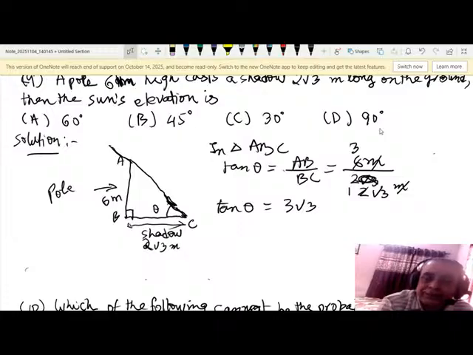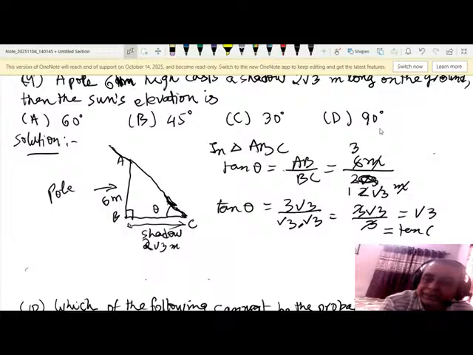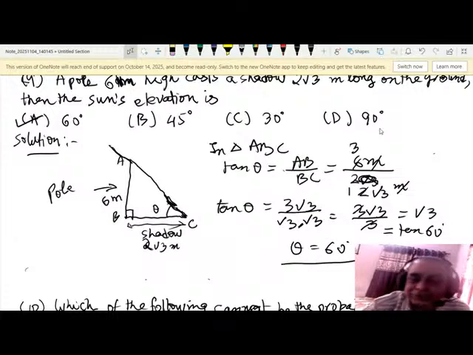Multiply the numerator and denominator with root 3. So it is coming to 3 root 3 whole divided by 3. Root 3 times root 3 is 3. So cut here 3 from the top and down. It is coming to root 3. So root 3 is the value of tan 60 degree. So tan theta is equal to tan 60. So theta is equal to 60 degree, which is the elevation of the sun. So A is the correct choice.